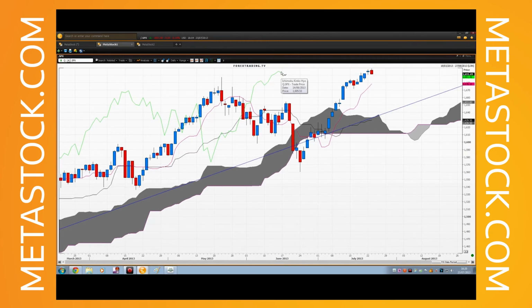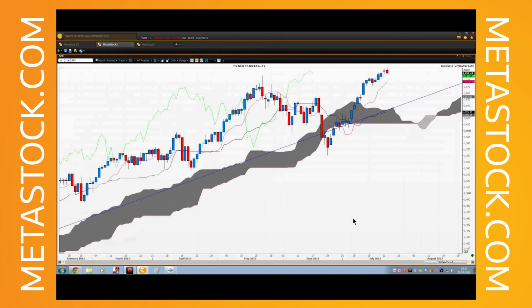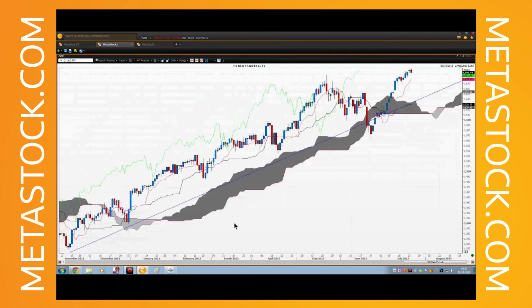Also worth noticing that the lagging span has absolutely no problems, nothing in its way at all. Also notice how the lagging span got support from this cloud here. Also that the candlesticks there got support from the cloud.